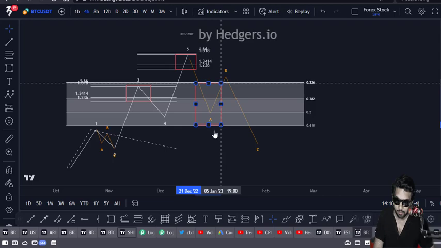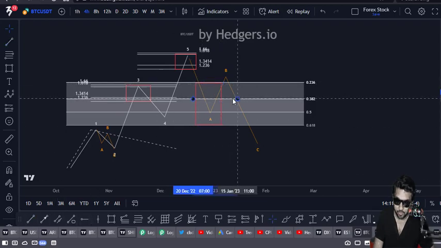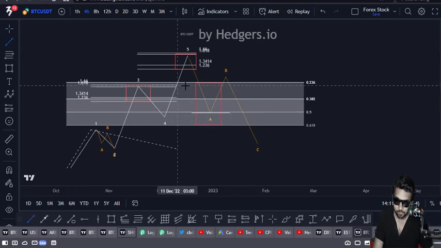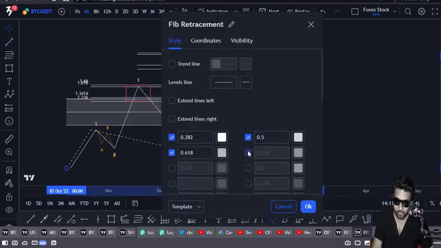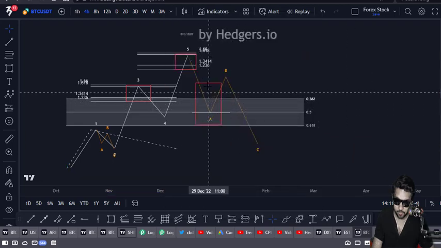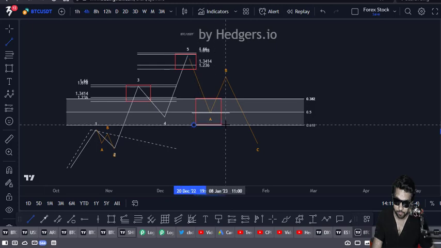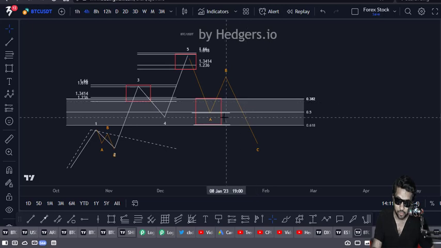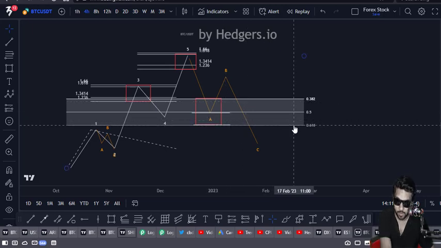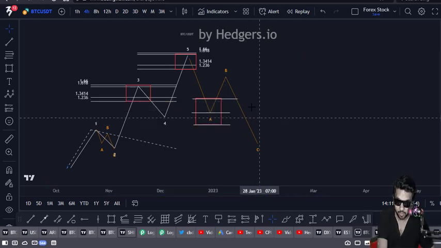You're going to mark them with the help of the line tool as well, like this. And you're going to watch your levels. Let me just remove 236. 382, 0.5 and 618 for the A wave.